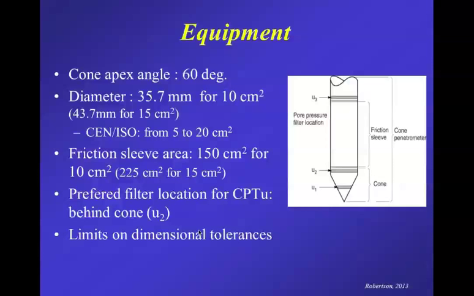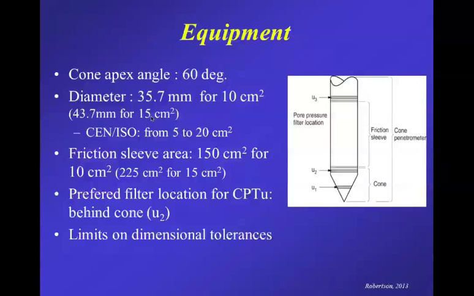So, key elements about equipment: the cone has a 60-degree apex angle. The original cones were 35.7 millimeters in diameter. That makes a 10 square centimeter cone. But quite a few of the cone standards now allow cones to vary a little bit in size. ASTM allows it to go up to 15 square centimeters, which is almost 44 millimeters in diameter. And the ISO standard actually allows it from as small as 5 square centimeters to as large as 20 square centimeters. But certainly around the world, the 10 and 15 square centimeter tend to dominate practice.